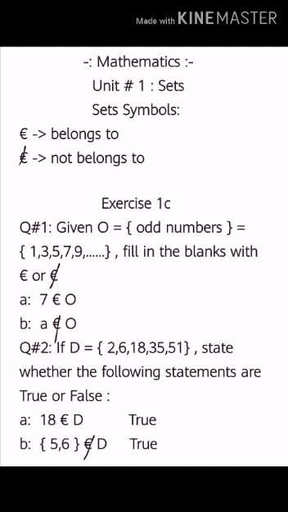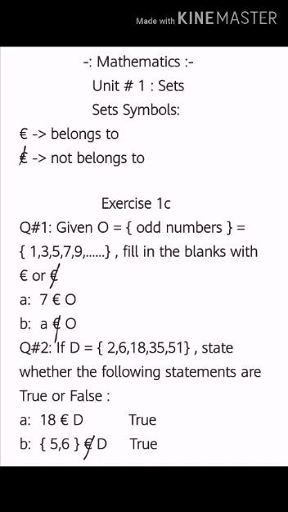The first symbol you see means that it is an element of, or belongs to. The second symbol means not an element of, or does not belong to. These two symbols are used to represent whether the elements belong to the set or not. Now we will use these symbols to represent the elements of the sets.